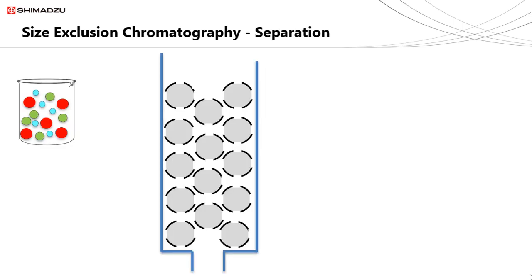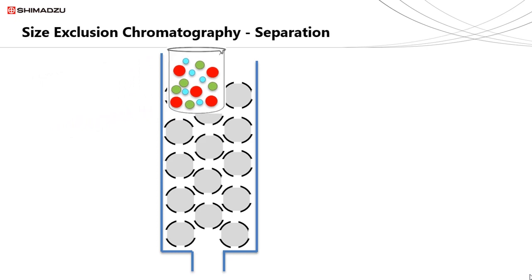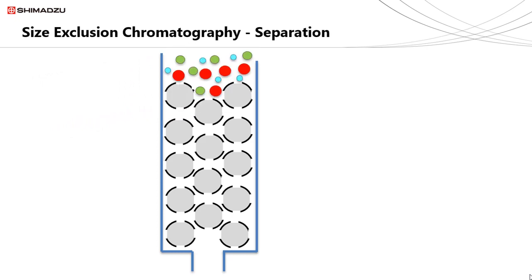Let us look at this visually. Taking our sample, we would introduce this into the system through injection. Our particles have various sizes from large to small. The large particles cannot fit through the honeycomb structure of the particles, therefore pass around the outside, passing quickly.